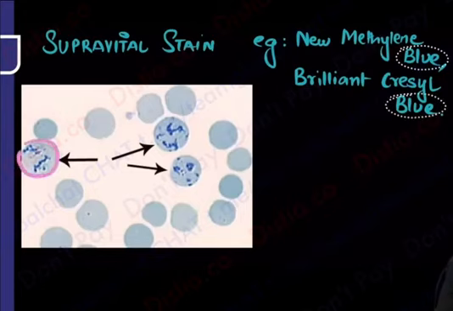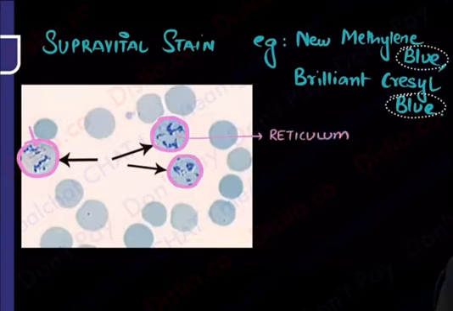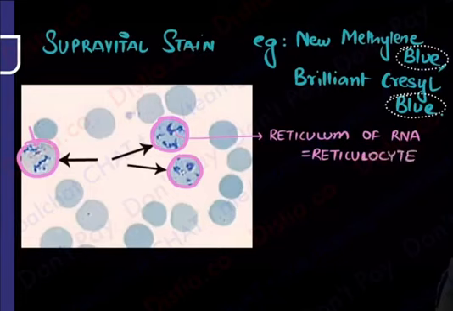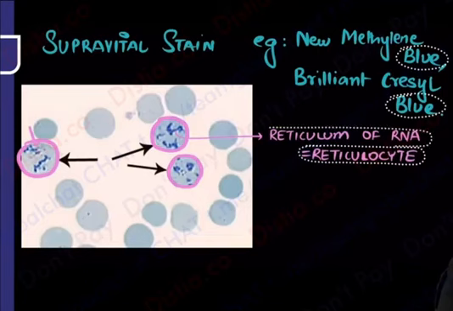I can see these cells have got some blue color granules, right? So now your question is, what are these blue color granules? They are nothing but a reticulum of RNA. So now you understand why I call this cell a reticulocyte. Because they will ask you what is the composition of a reticulocyte. Reticulocyte means reticulum, R-R-R. Reticulocyte means reticulum of RNA. These blue color dots are RNA.